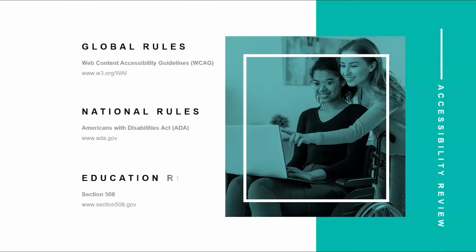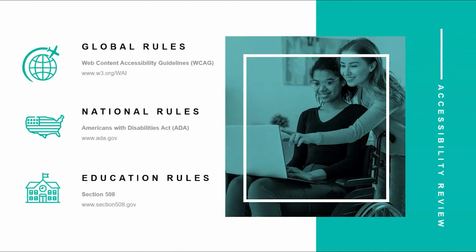So just to recap, the Web Content Accessibility Guidelines, or WCAG, falls under global rules to make online content accessible to disabled users. The Americans with Disabilities Act, or ADA, falls under national accessibility guidelines, and Section 508 accessibility guidelines applies to all institutions that receive government funding, which includes schools. So what are these accessibility guidelines and best practices?